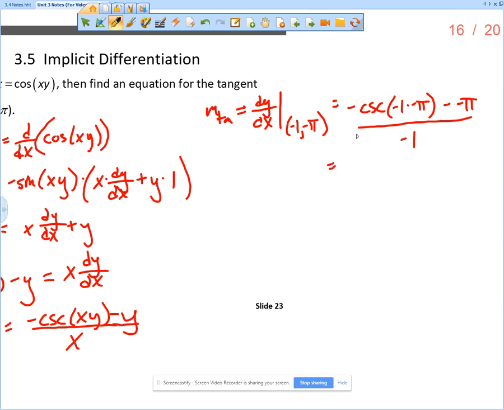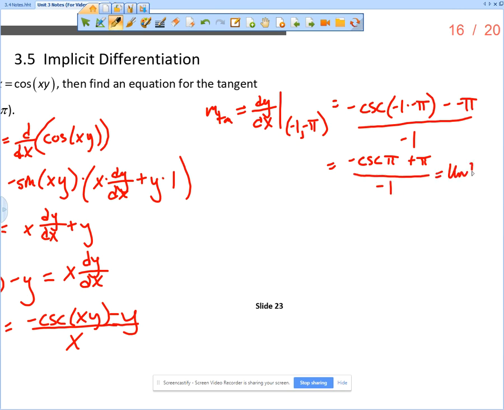So what does that mean? Negative cosecant of negative 1 times negative pi. So that'd be negative cosecant of pi, minus negative pi, so that'd be plus pi. So what is the cosecant of pi? Well, the cosecant of pi is undefined, isn't it? Remember, cosecant is 1 over sine. So 1 over the sine of pi. Sine of pi is 0. So 1 over 0 is undefined.